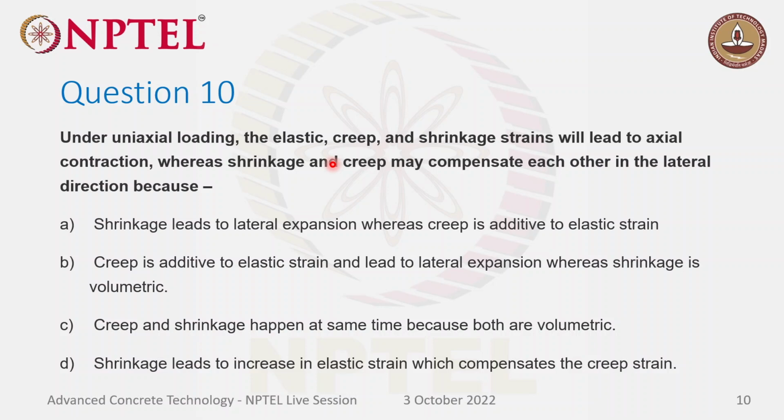Let me read the options if you find it difficult. Option A: shrinkage leads to lateral expansion, whereas creep is additive to elastic strain. Option B: creep is additive to elastic strain and leads to lateral expansion, whereas shrinkage is volumetric. Option C: creep and shrinkage happen at the same time because both are volumetric. Option D: shrinkage leads to increase in elastic strain, which compensates the creep strain.